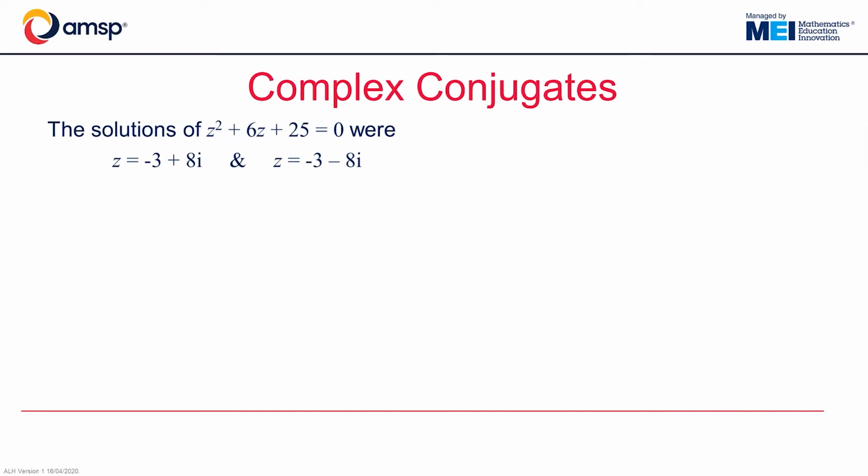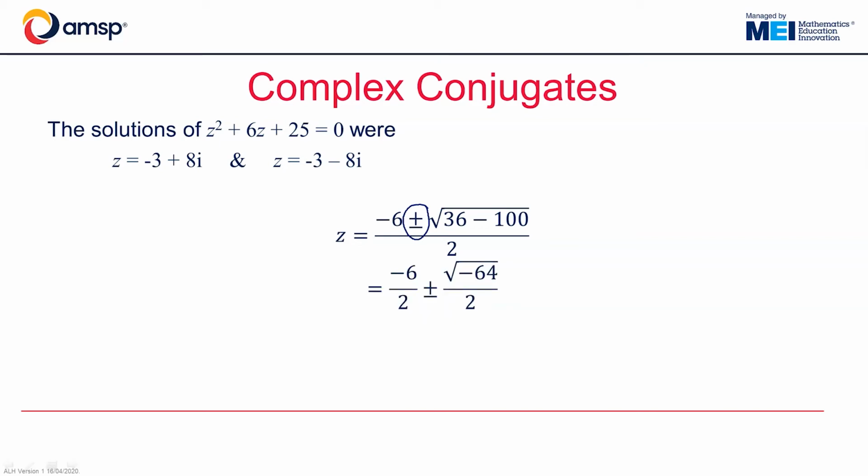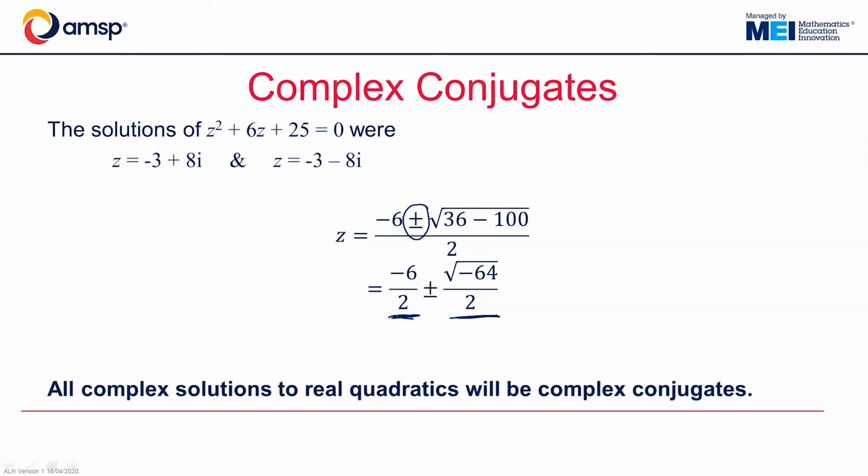OK, well hopefully the previous slide was a big hint that these two solutions are complex conjugates. If you look back at your working, you'll see that it's this plus minus that gives it. We can split this into two separate parts. This bit is clearly real, and this bit will turn out to be pure imaginary. So you can see that the structure of the quadratic formula shows that this will always be the case. This is a really important result and one that is often implicitly required in exams, so students need to be on top of it.